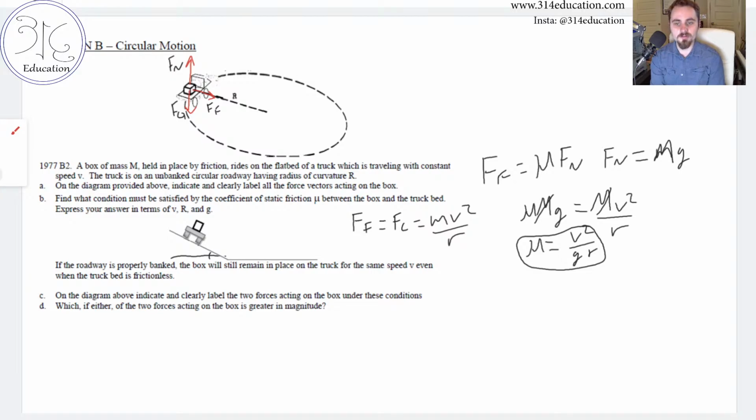Okay, so we want to clearly label two forces acting on the box under these conditions. Oh, even if the truck bed is frictionless. Okay, so now the truck bed is frictionless. I was confused there because I was like, well, there'd be three forces, right? There'd be our normal force, our gravity force, and our friction force. But there's no friction force this time because we're told this is a frictionless surface. So that's our Fn, this is our Fg.